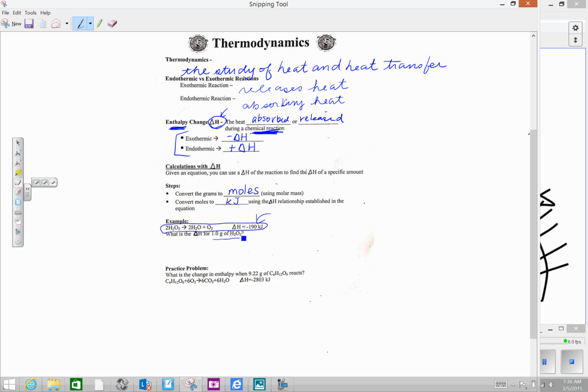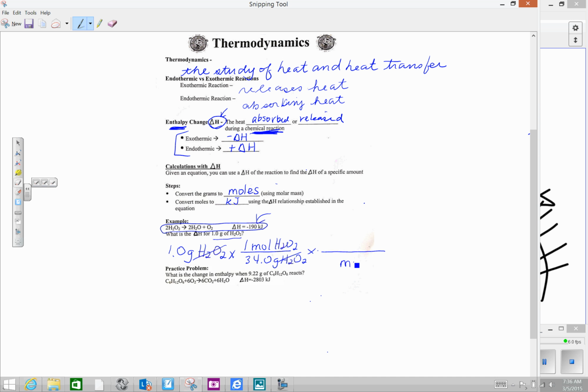Remember, step 1 is convert from grams to moles. So 1.0 grams H2O2. Set up a stoichiometry. So for every 1 mole of H2O2, you're going to have 34.0 grams. That's just its molar mass. Okay, that gets rid of the unit of grams. Then we're going to do another conversion factor.